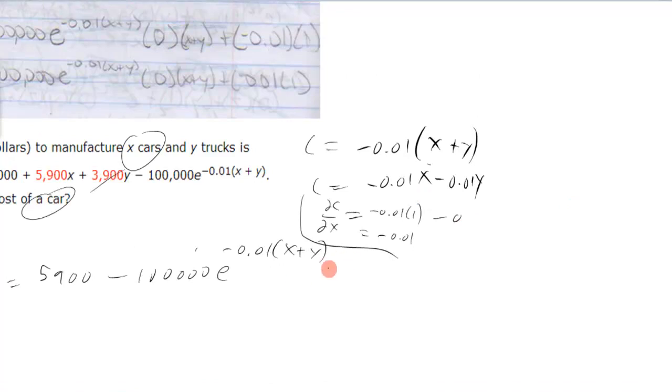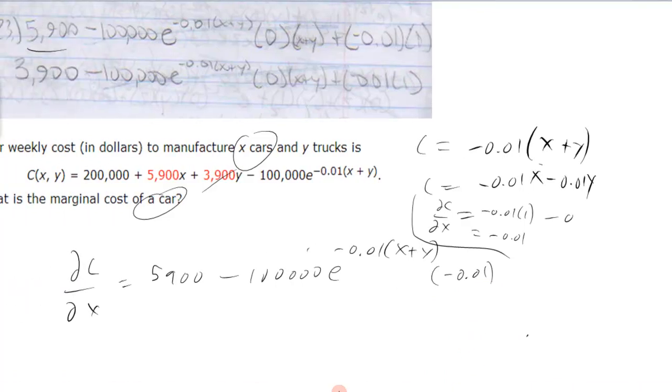So our chain rule is just going to be multiplying by negative 0.01. That's going to give us 5900 minus, well, minus times a minus makes a positive. Multiplying this by a hundredth will just alter this number by two decimal places, so that's going to make it 1,000, if I'm seeing that right. So 1,000 e to the negative 0.01 (x plus y).